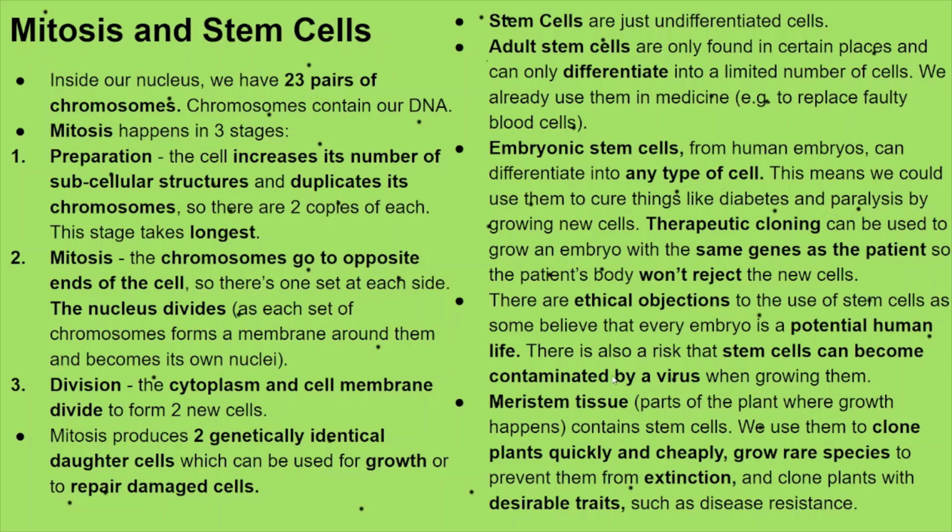In plants, obviously you know that plants can differentiate throughout their lifetimes, and they have stem cells in the meristem tissue, and this is like at the tip of the stem and the parts of the plant where growth happens. We use them to clone plants quickly and cheaply. We can use them to grow rare species to prevent them from extinction, and we can also clone plants with desirable traits such as disease resistance. So 3 uses there to remember.